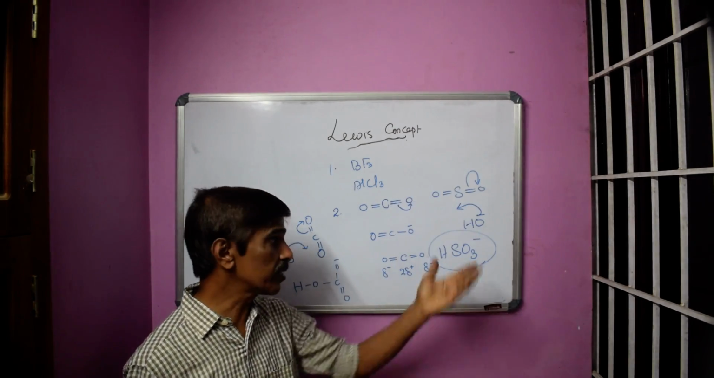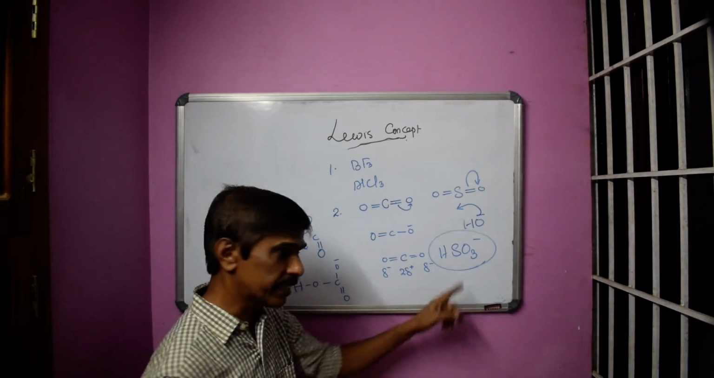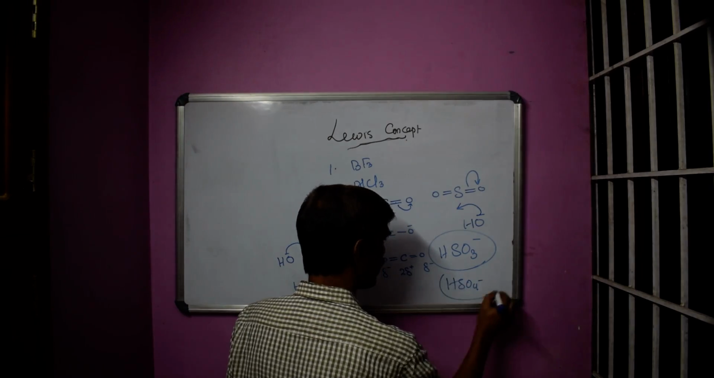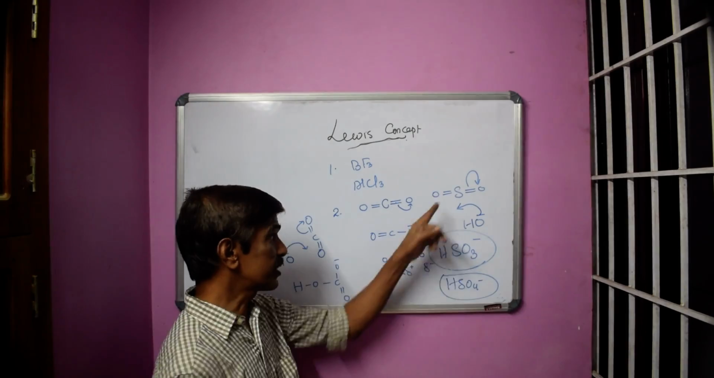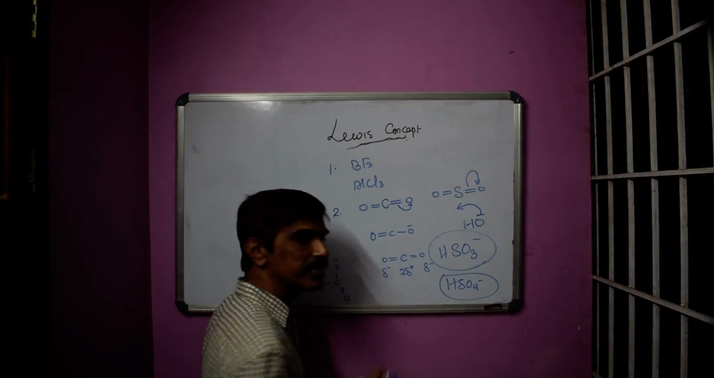SO3 ആയാൽ HSO4 minus ആവത്രേ ഉള്ളൂ. ഇത് bisulfite ആണ്, മറ്റേത് HSO4 minus is a bisulfate. ATE ആണ്, ഇത് ITE ആണ്. മനസ്സിലാകുന്നുണ്ടോ? ഇവിടെ SO3 ആണെങ്കിൽ അത് bisulfate ആവും, SO2 ആണെങ്കിൽ അത് bisulfite ആവും.